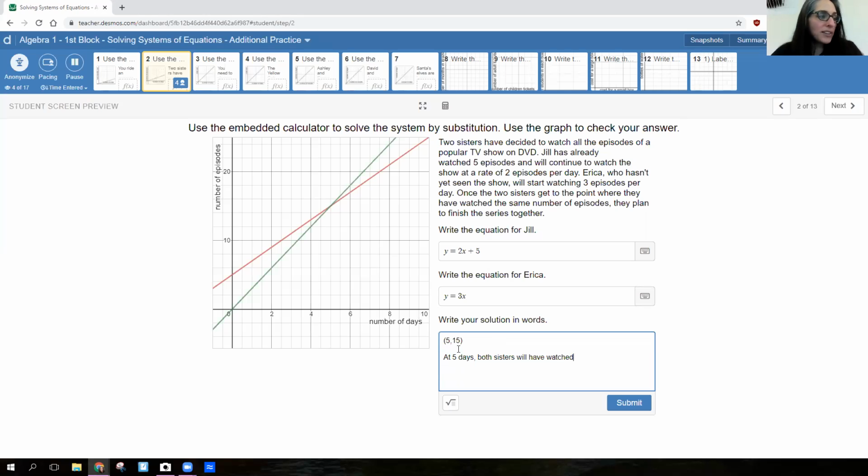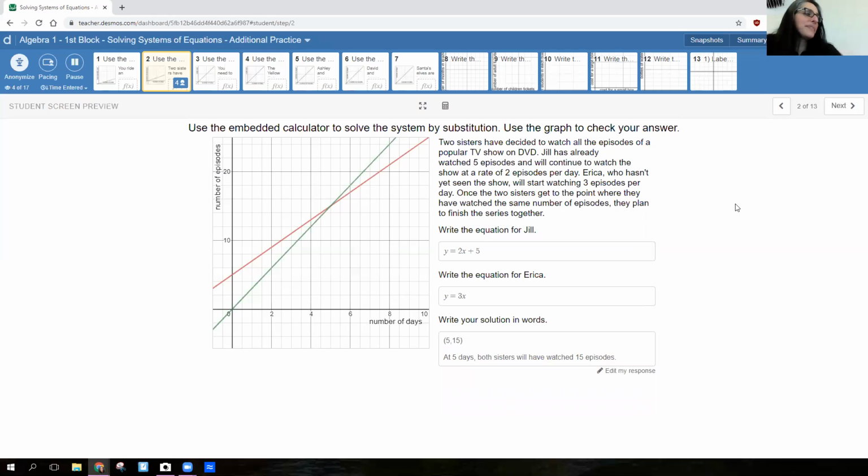All right, so that's where the 15 comes in. The y coordinate is the number of episodes they've watched. So at 5 days or after 5 days or however you want to say that, both sisters will have watched 15 episodes. So then they can start watching episode 16 together. And that's a good answer. Good, very good. Nice, good job. Alrighty, once you finish typing your answer in your own words, go ahead and move to slide 3.